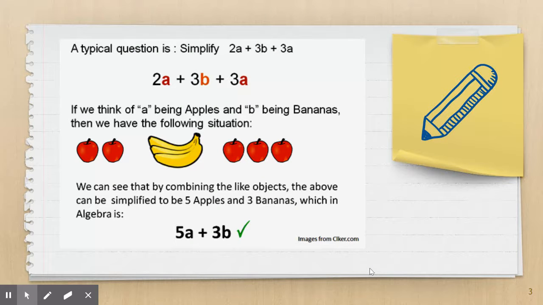If we look at this picture, we have a typical question: simplify A plus 3B plus 3A. Well, A can be apples, B can be bananas, and again, A is apples. So we have 2 apples, 3 bananas, and 3 apples. So what did they do? Well, they combined their apples because they're the same. So 2 plus 3 is 5. We have 5 apples and 3 bananas.